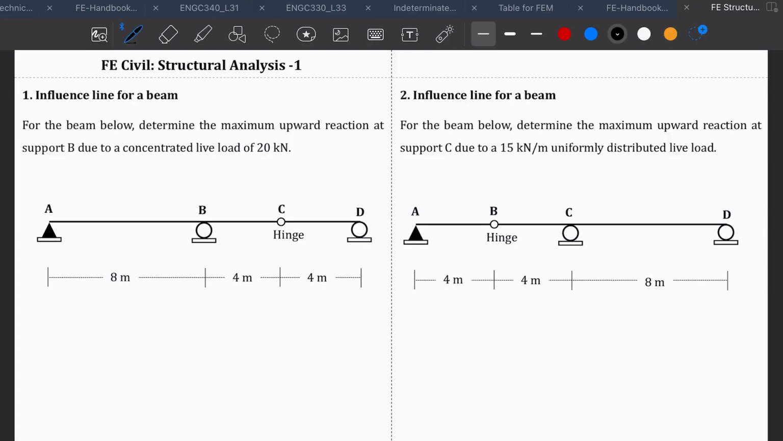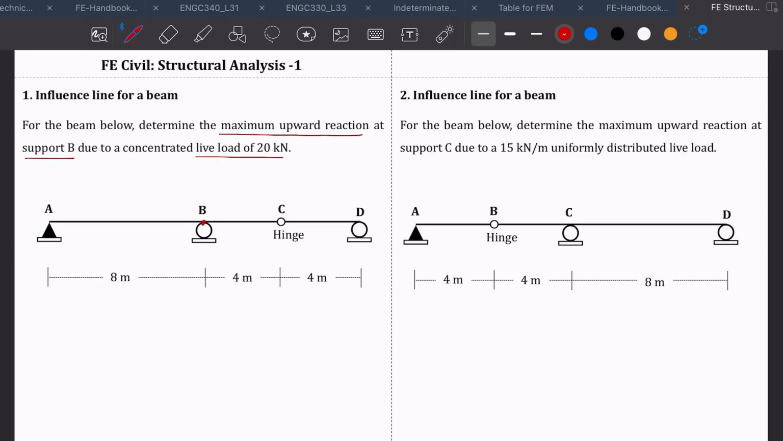Whenever you start solving a problem, the first step is to read the question, analyze it, and see what is being asked. For the first part, it says for the beam below, and what it wants is the maximum upward reaction at support B due to a concentrated live load. Remember that live load means it's not a permanent load, so it can move. We need to know when the reaction at B will be maximum as the load moves from A to D.